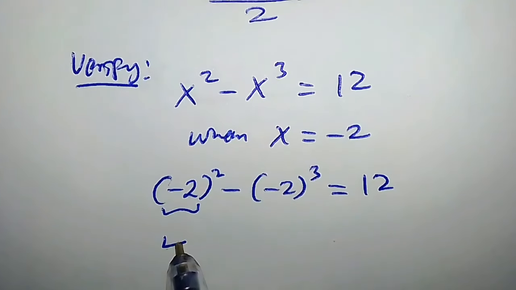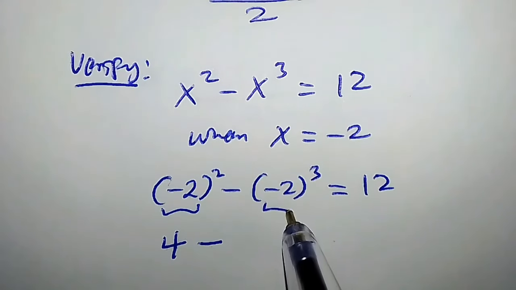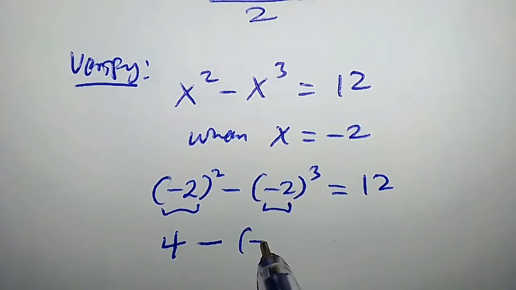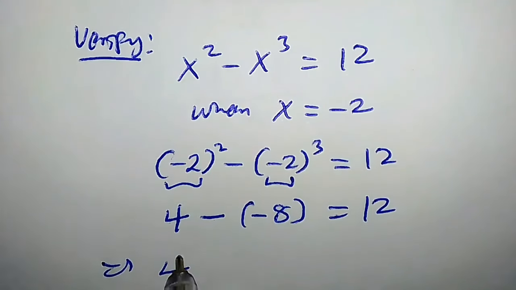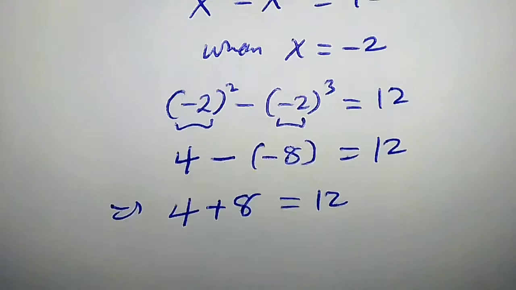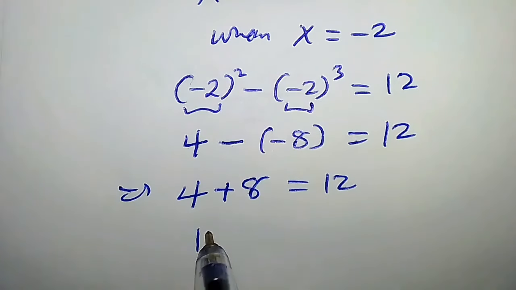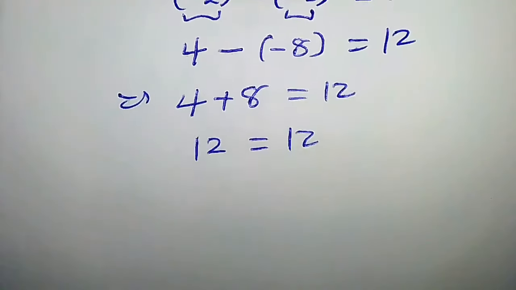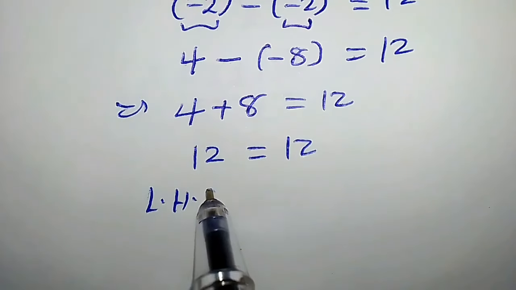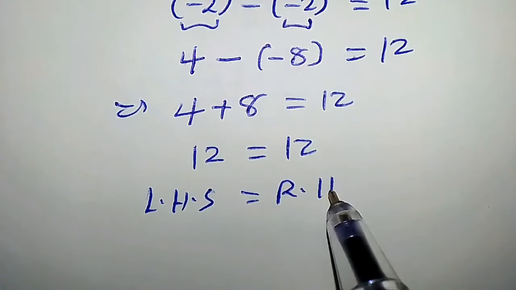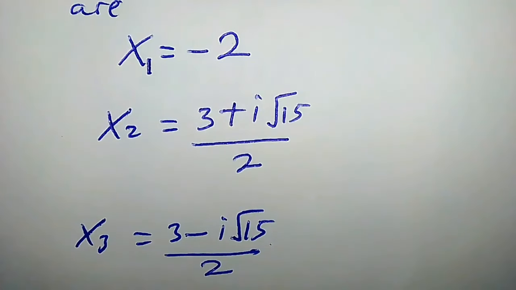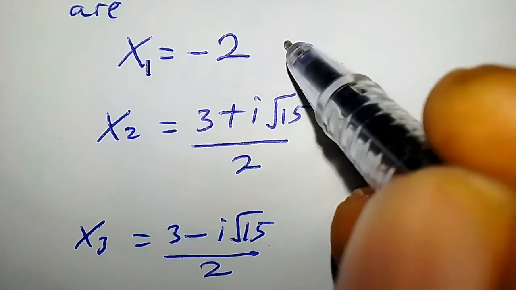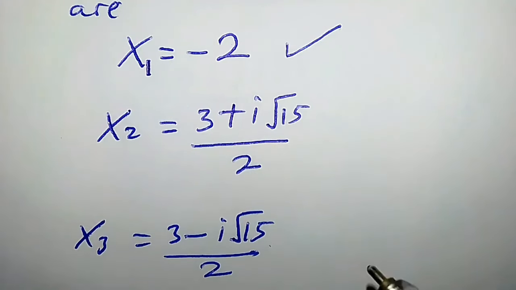Minus 2 all squared is simply 4. Minus 2 all cubed is minus 8. This equal to 12. This means that 4 minus minus 8, that is plus 8, equal to 12. So I have 4 plus 8, that is 12, equal to 12. This shows that the left hand side is equal to the right hand side. Thus, indeed, the first solution is correct. x1 is correct. Likewise, the other solutions.